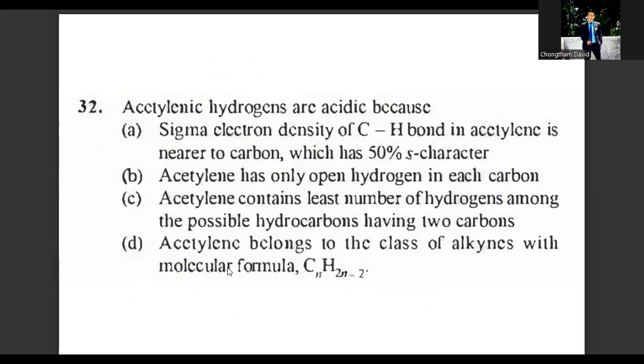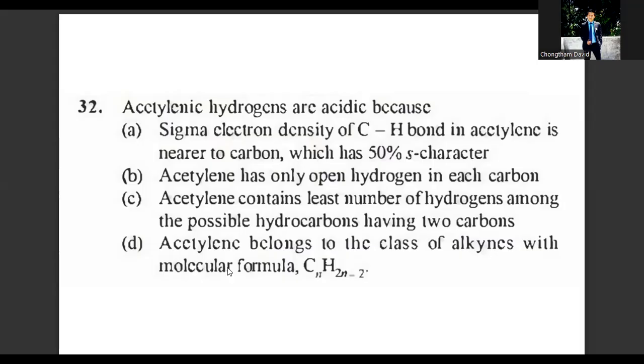Acetylenic hydrogens are acidic because the acidity of acetylene or any alkyne can be explained on the basis of molecular orbital theory, according to which formation of the carbon-hydrogen bond in acetylene involves an sp hybridized carbon atom. Since s electrons are closer to the nucleus than p electrons, the electrons in a bond having more s character will be closer to the nucleus. So due to the high s character of the carbon-hydrogen bond in the alkyne, which is 50% because sp means 1 by 2 into 100 gives 50%, right?